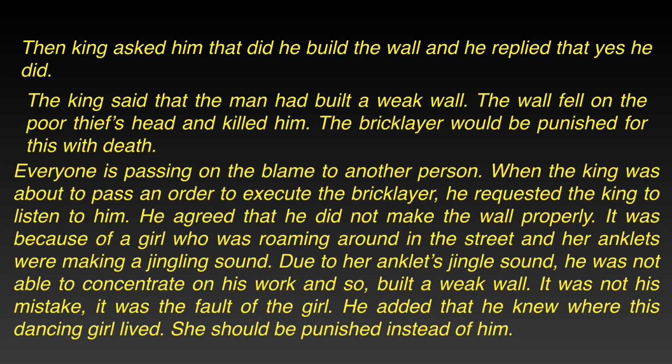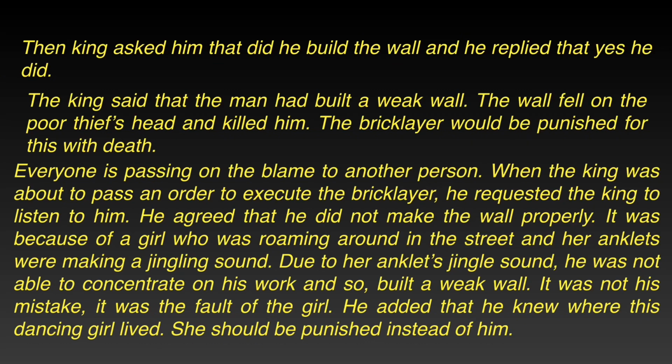Then the king asked him if he had built the wall, and he replied that yes, he did. The king said that the man had built a weak wall. The wall fell on the poor thief's head and killed him. The bricklayer would be punished for this with death. Everyone is passing on the blame to another person. When the king was about to pass an order to execute the bricklayer, he requested the king to listen to him. He agreed that he did not make the wall properly.